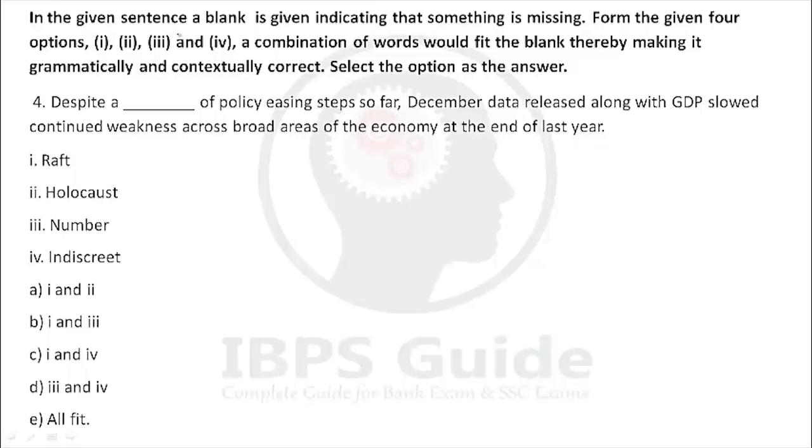So, "despite a". The first option is raft. At first we discuss the meaning of this word. What is the meaning of raft? Raft means a floating cohesive mass, a floating flat mass. We also use it in this manner: any very flat thing is also called a raft.